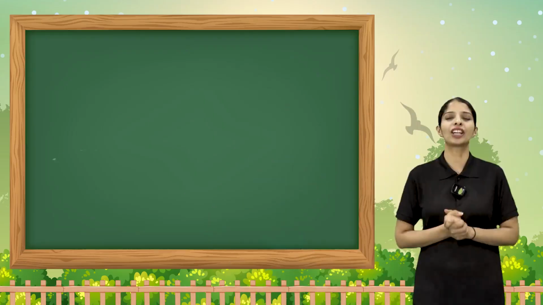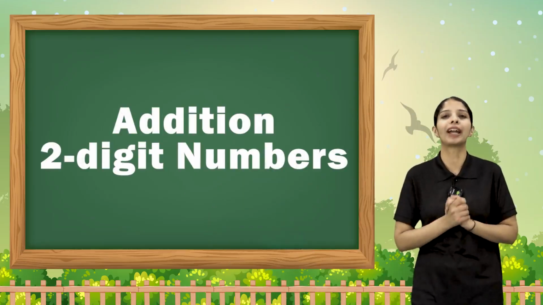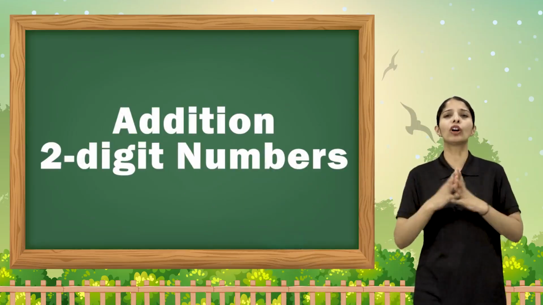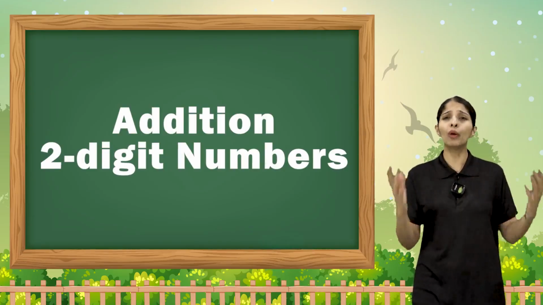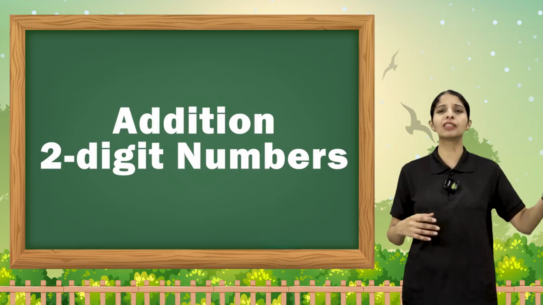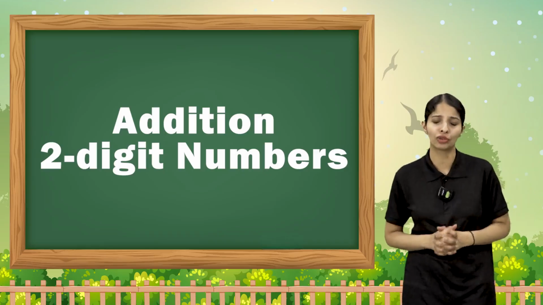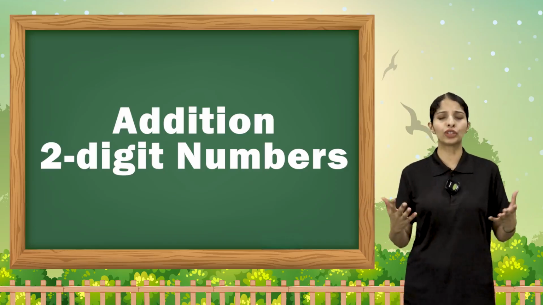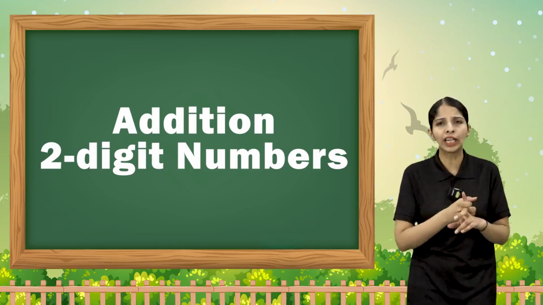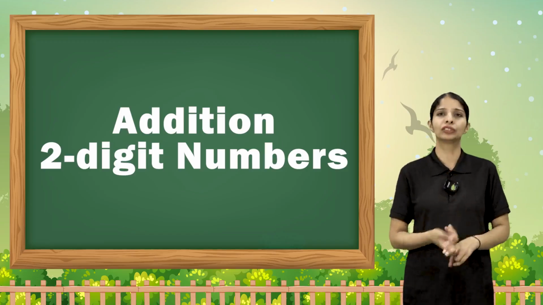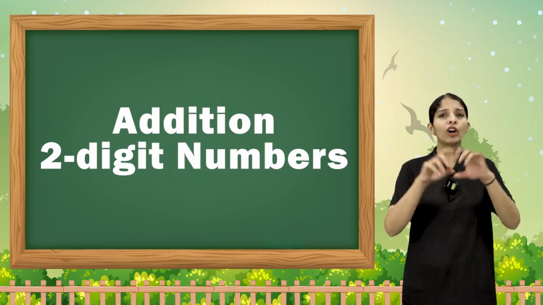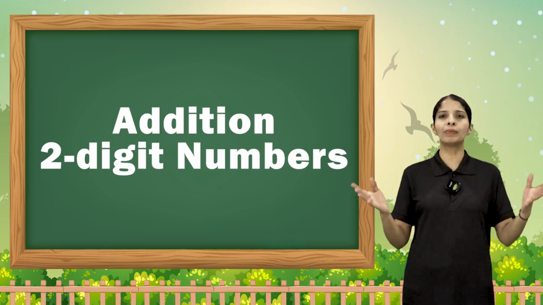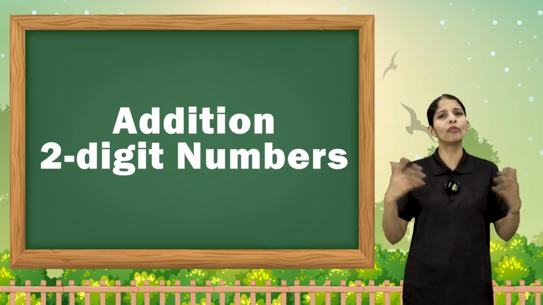The chapter for today's session is addition of two-digit numbers. Now children, when we talk about one-digit numbers, we can use any of the three methods that we discussed in the previous sessions. We can add one-digit numbers by counting the objects, by drawing lines, or on a number line. These three methods we can use for small numbers or one-digit numbers.